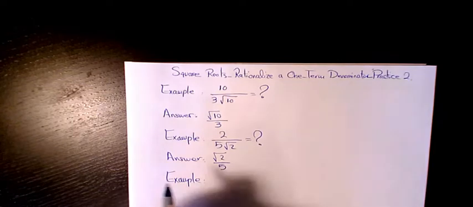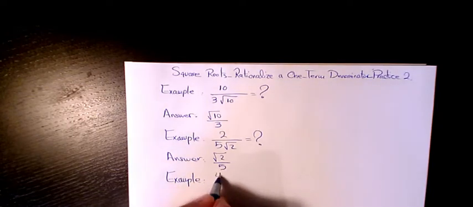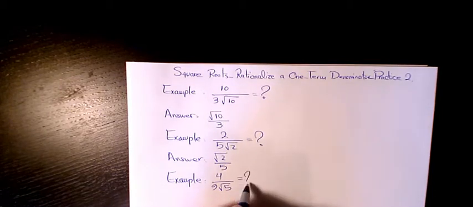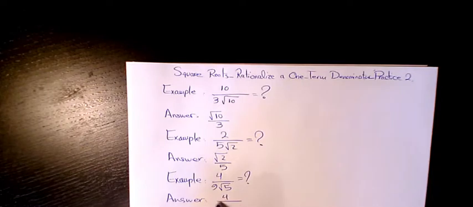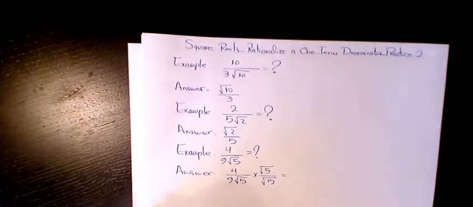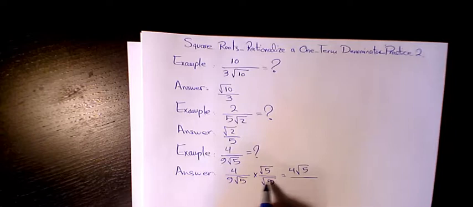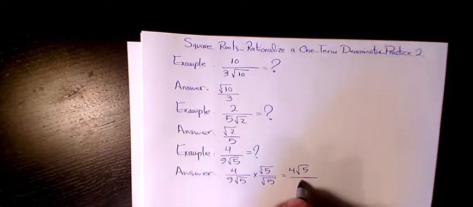Next example is 4 over 9 root 5, and we want to rationalize it. It's going to be 4 over 9 root 5. So we need to multiply it and divide it by root 5. So it's going to be 4 root 5 divided by 5 times 9, which is 45.